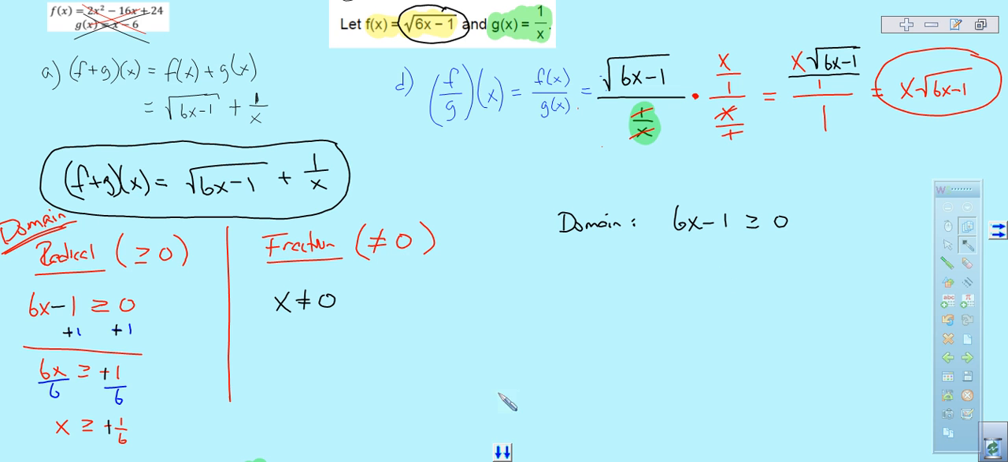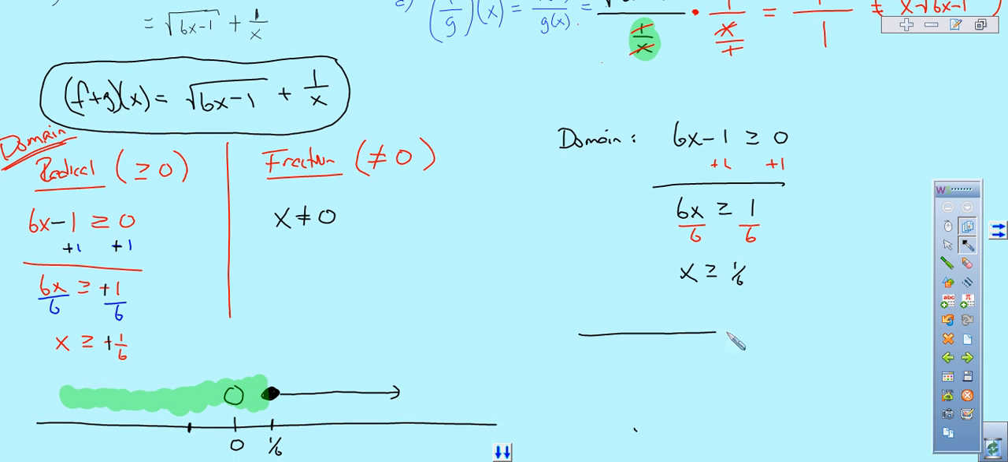We solve it. So I'll do this one correctly. Plus 1, plus 1. So 6x is greater than or equal to 1. Divide by 6, divide by 6. x is greater than or equal to 1/6. On a number line, if you need to, we draw that number line again. We place the 0 and put a location for the 1/6. It's greater than or equal to, so from our previous videos, we established that would be a closed circle, and it's greater than, so it would point to the right-hand side.